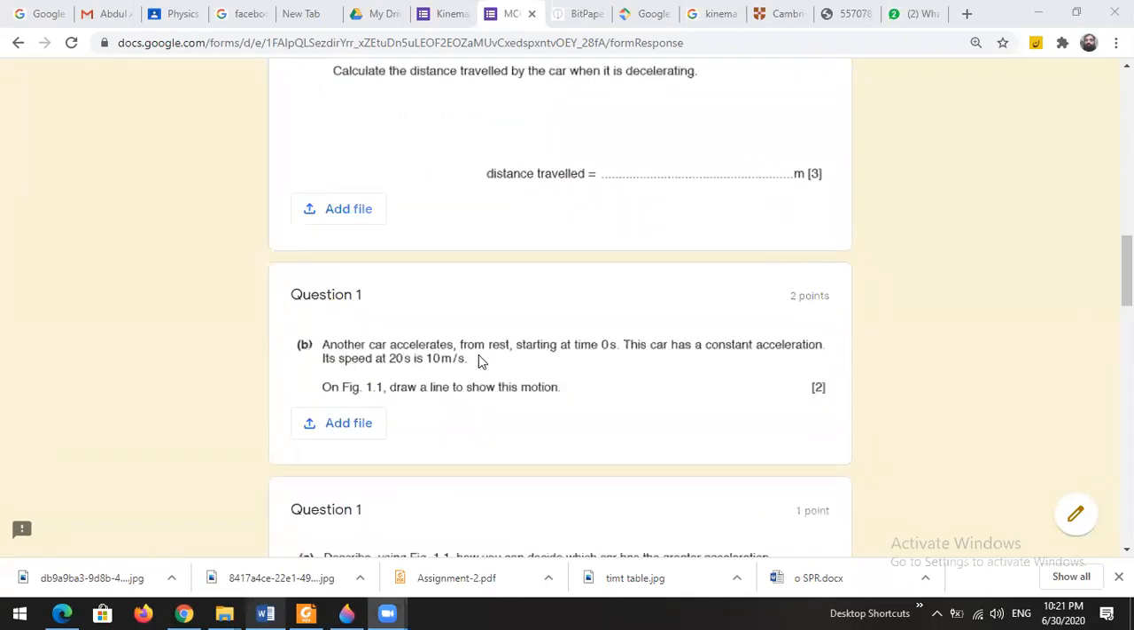Next, another car accelerates from rest starting at 0 seconds. This car has a constant acceleration. Constant acceleration, it will have a straight line graph. Its speed at 20 seconds is 10 meters per second. On figure 1.1, draw a line to show this motion.